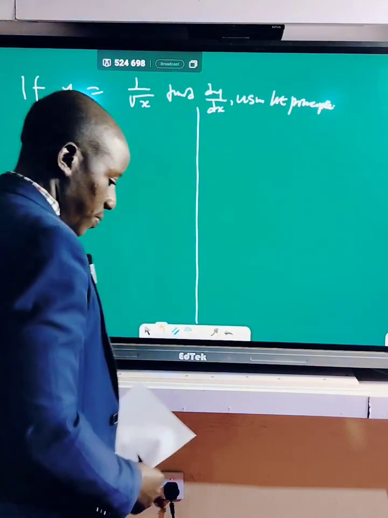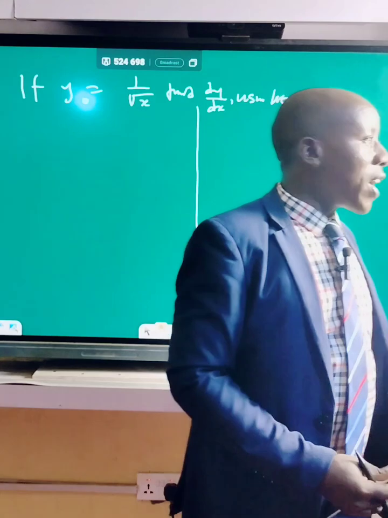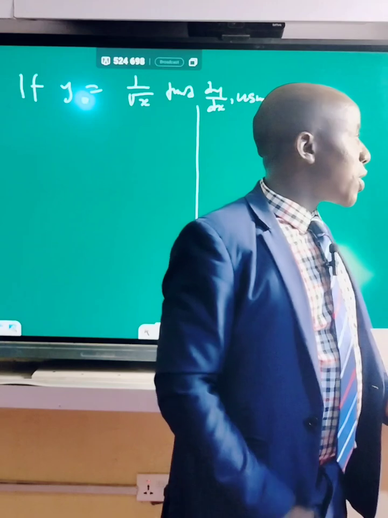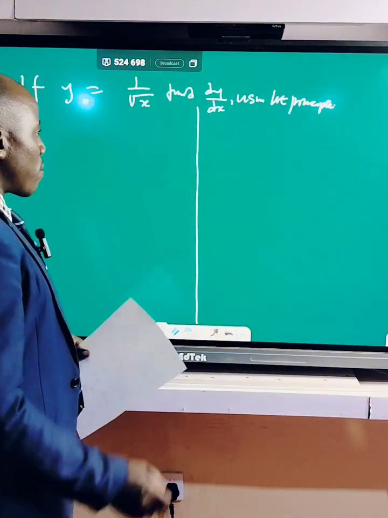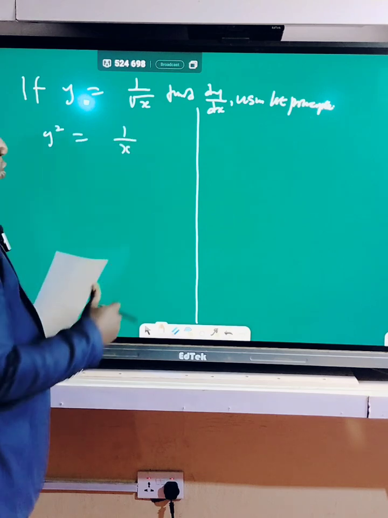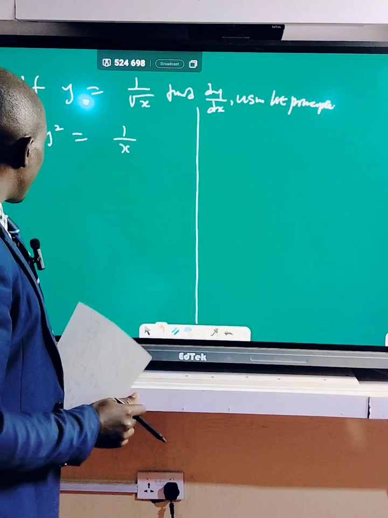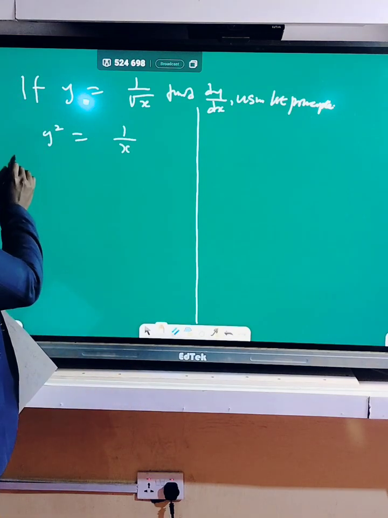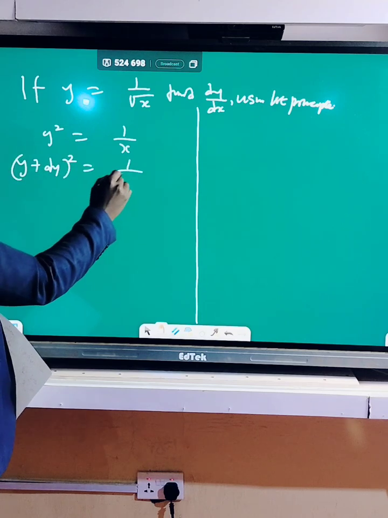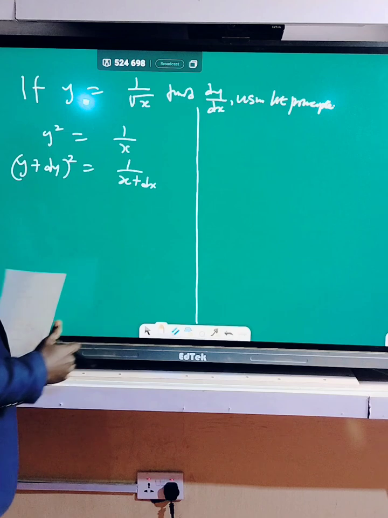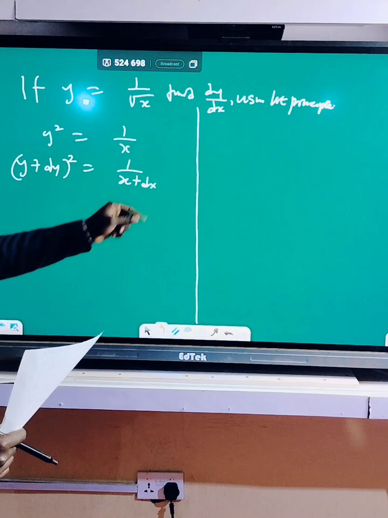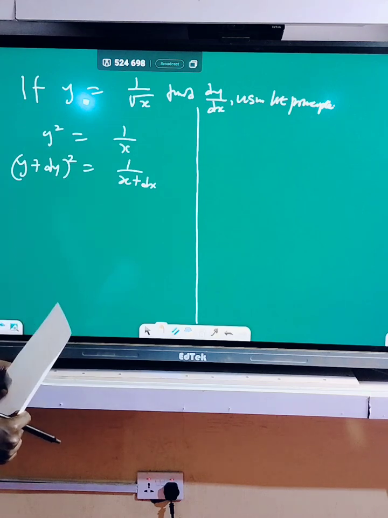In this question, they ask us to find dy/dx using the first principle method. Then we square both sides. We have y squared is equal to 1 over x. But if you square root, it gives you x. We now want to give y plus delta y, all squared, is equal to 1 over x plus delta x, to add the change. That's why when you see a variable, add the change, and the change is delta x.